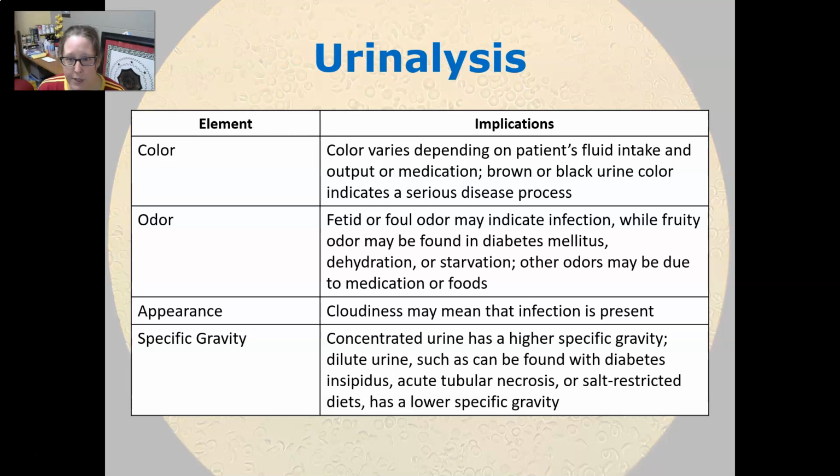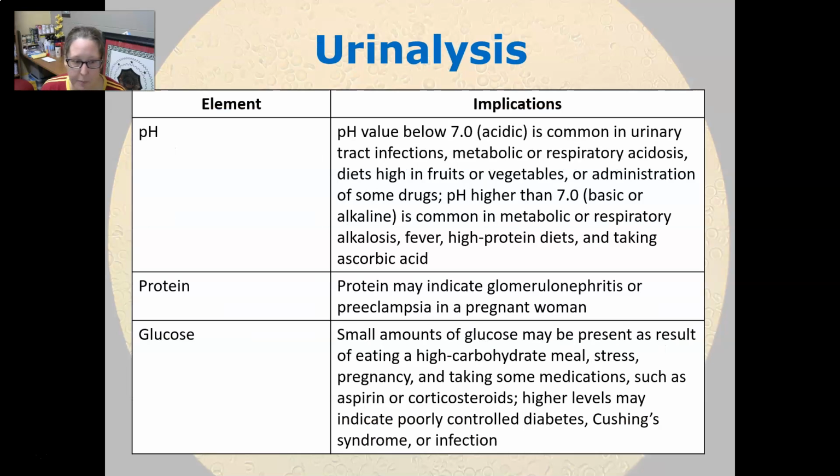Odor: any fetid or foul odor can indicate an infection, while a fruity odor may be found in diabetes mellitus, dehydration, or starvation, and other odors may be due to medications or foods. The appearance: cloudiness may mean that an infection is present. Specific gravity: concentrated urine has higher specific gravity, so dilute urine, such as can be found with diabetes insipidus, acute tubular necrosis, or salt-restricted diets, would have a lower specific gravity.